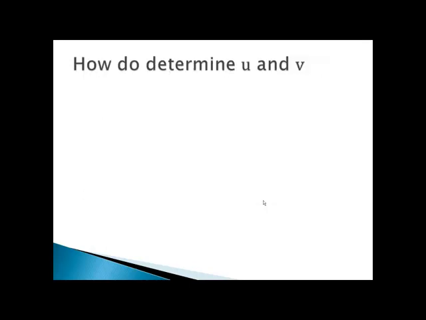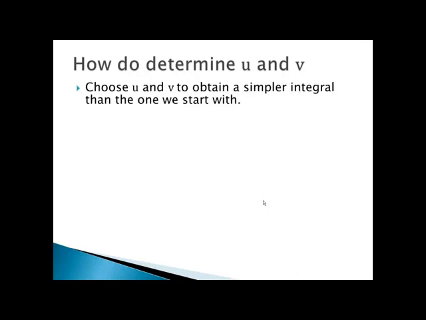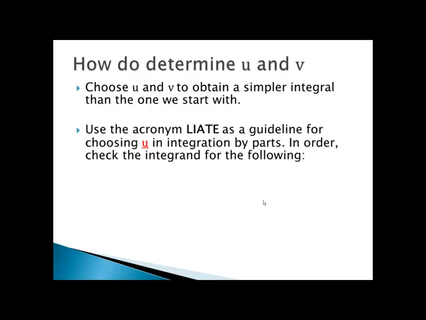Well, how do we go about determining u and v? We'll choose u and v so that we end up with a simpler integral than the one we start with. We'll use the acronym LIATE as a guide for choosing u in the integration by parts formula. In order, check our integrand for the following. Check to see if there's a logarithmic function in the integrand. If there is, let that be u.